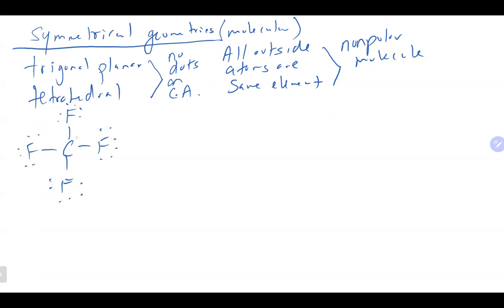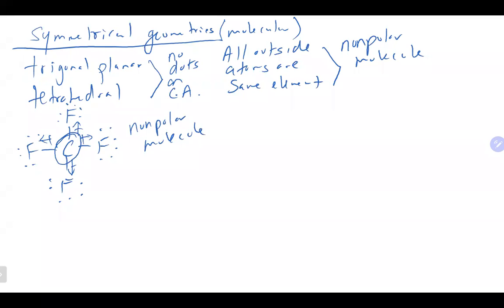But when we look at the central atom, which is always important here, what we would look at is there are no dots on the central atom. Every element on the outside is the same. This guy has polar bonds heading towards the fluorine. And this means that we will get them all to cancel out. And this would be a nonpolar molecule in this case.